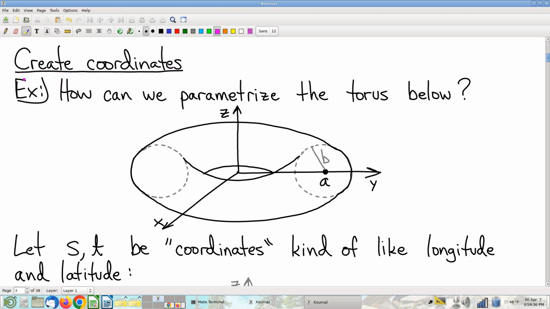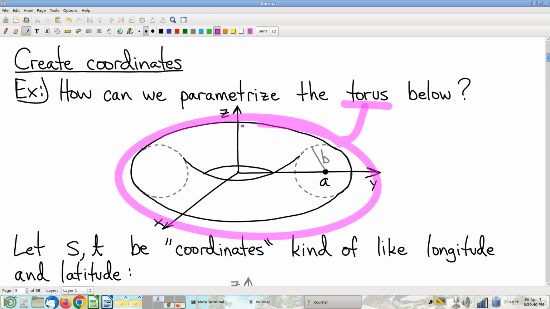I'm going to start with considering the torus here. Torus is kind of a donut-looking shape, right? It's just a surface, I emphasize. It's not a solid donut, it's just a surface. And how would we go about parameterizing this thing?